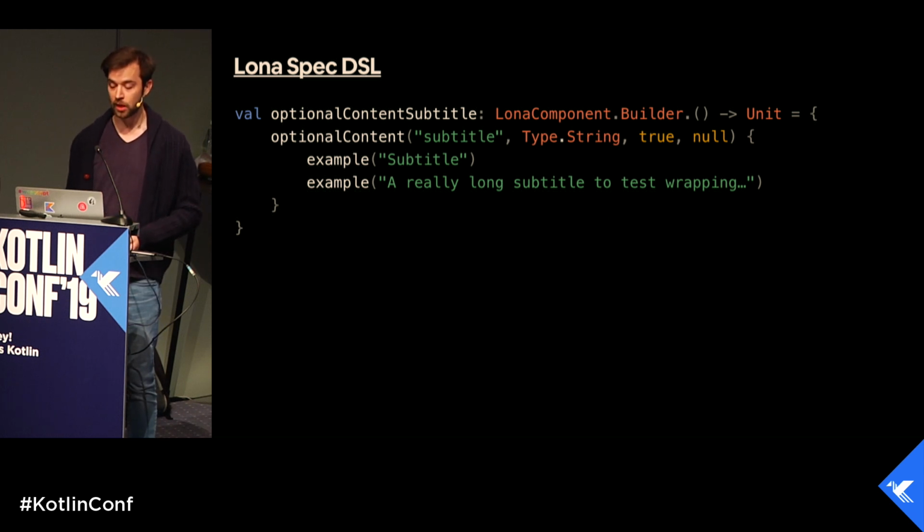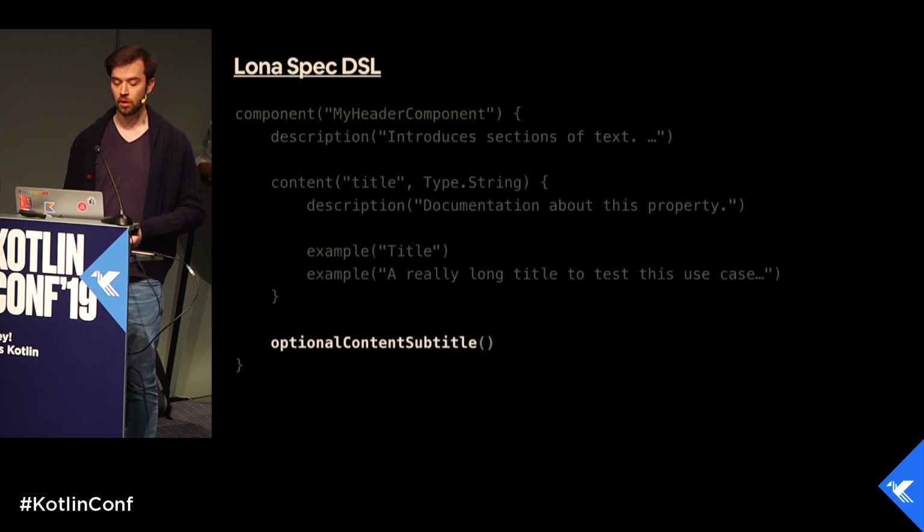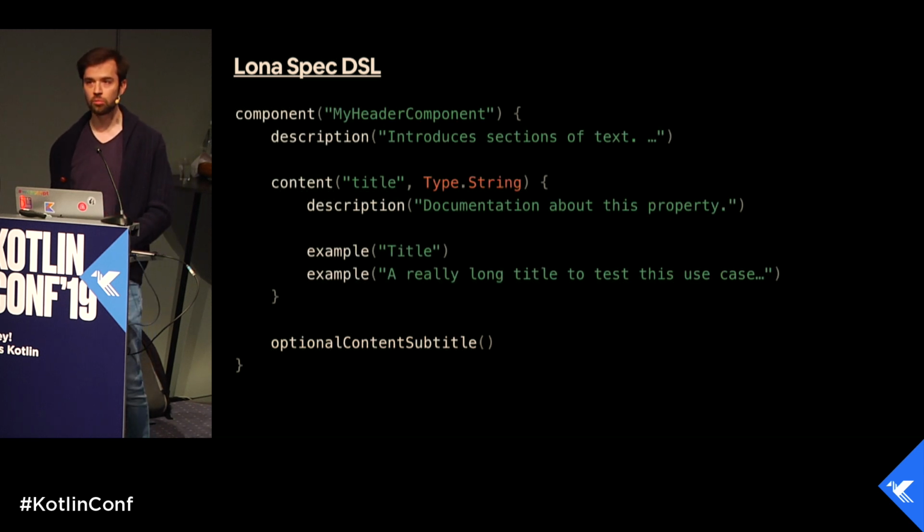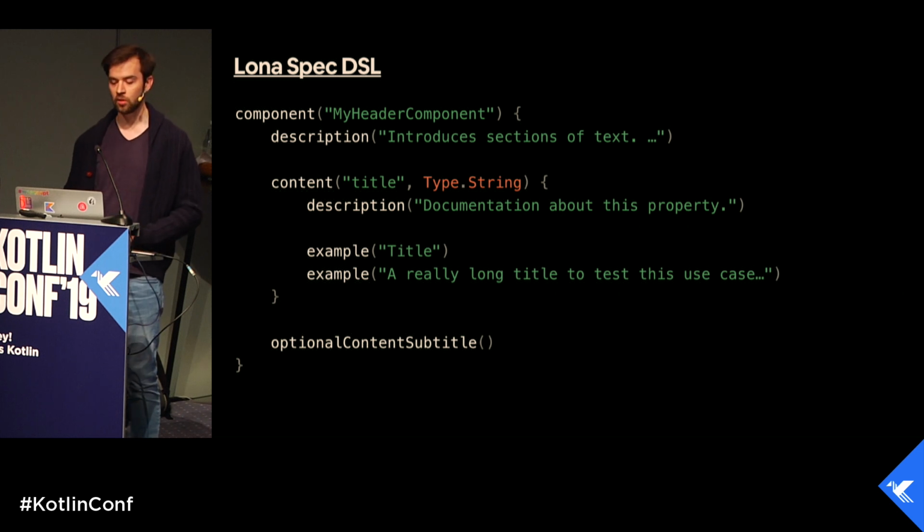For example, we have many components with an optional subtitle property, and so we can define the property like this, and we can use it inside of multiple component blocks like this. So this DSL is looking pretty good. We can add components, we can add properties. Now, as Laura mentioned earlier, versioning is a huge challenge of server-driven UI, and we haven't tackled it yet.